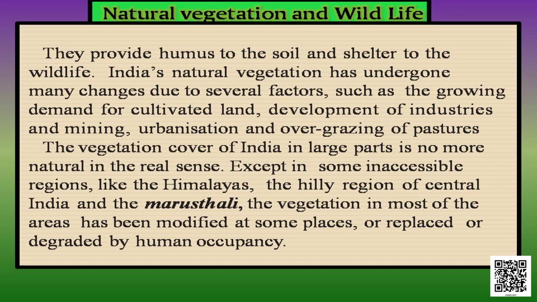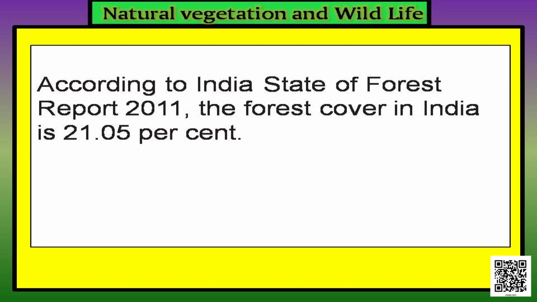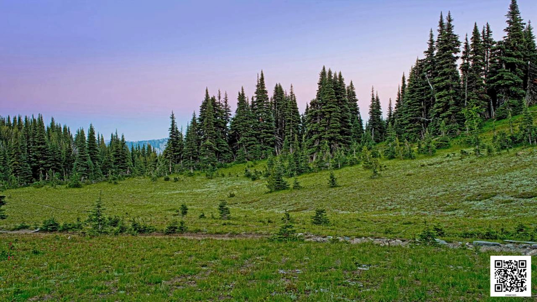Coming to the next point, to maintain the ecological balance, every region or country must have some portion of land under forest cover. The minimum forest cover in a region should be 33% of the total area. According to India's State of Forest Report 2011, the forest cover in India is only 21.05%. It is a threat to our country. So, children, remember, a country or a region must have 33% forest cover to maintain the ecological balance.